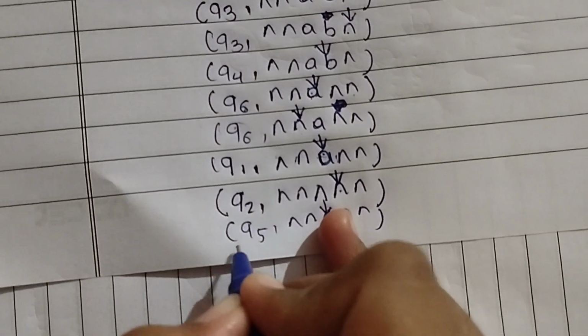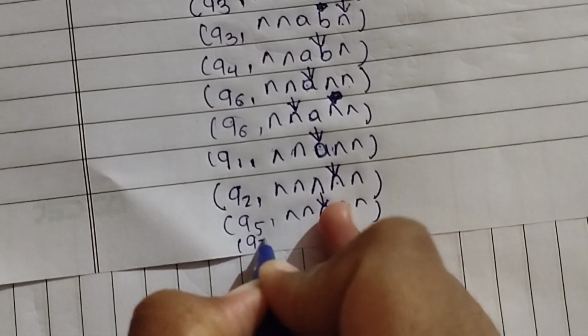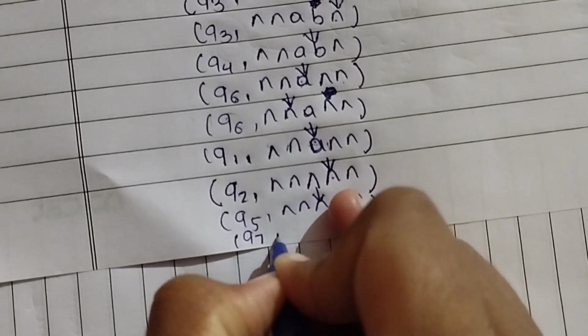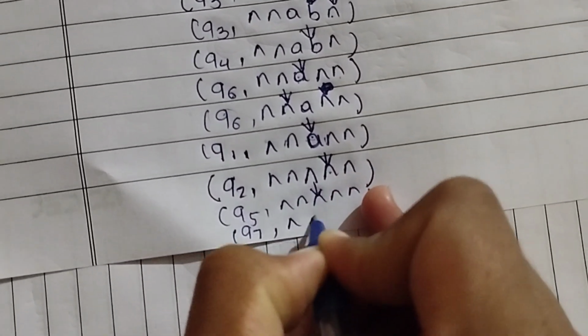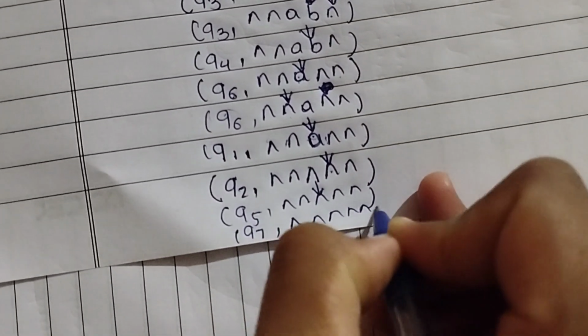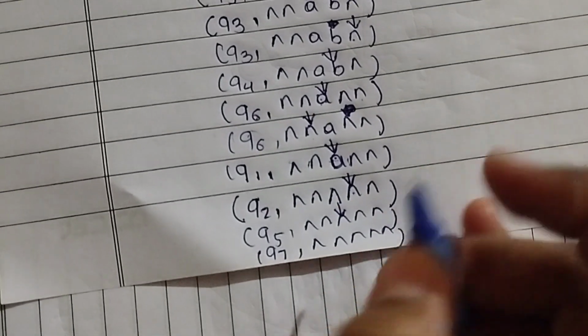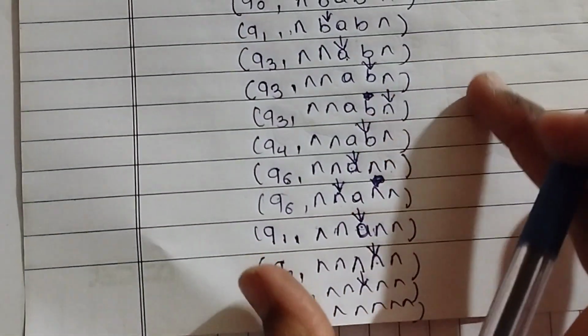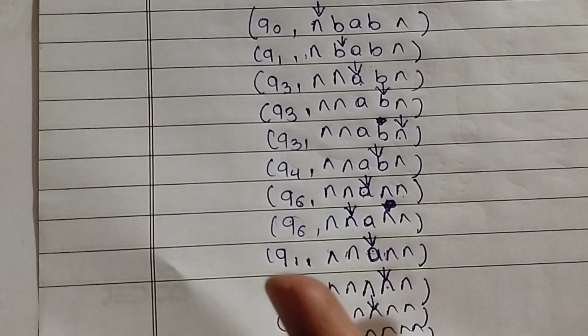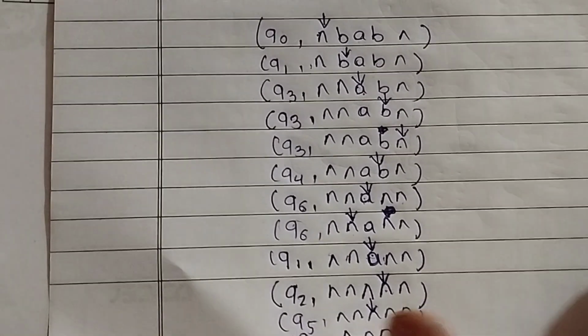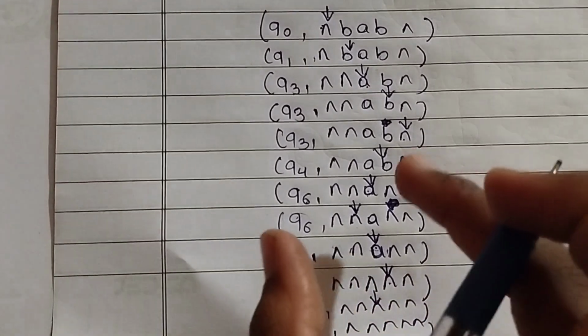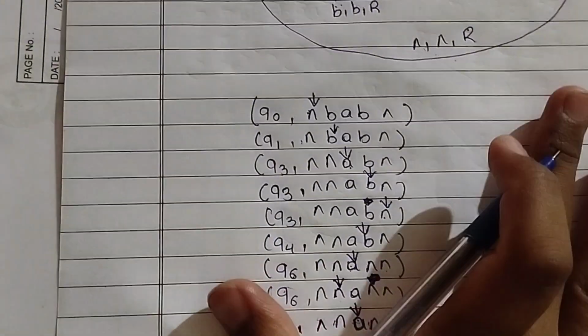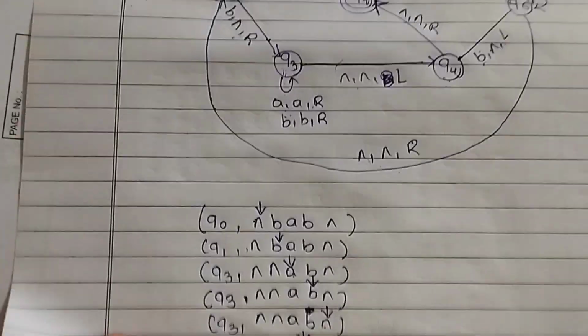So after this Q5, we are in Q7, which is the final state, and all the null values are kept as they are, and this is the final state. So from this transition we can say that we drew the Turing machine correctly. I hope you all get an idea about this example and this Turing machine.